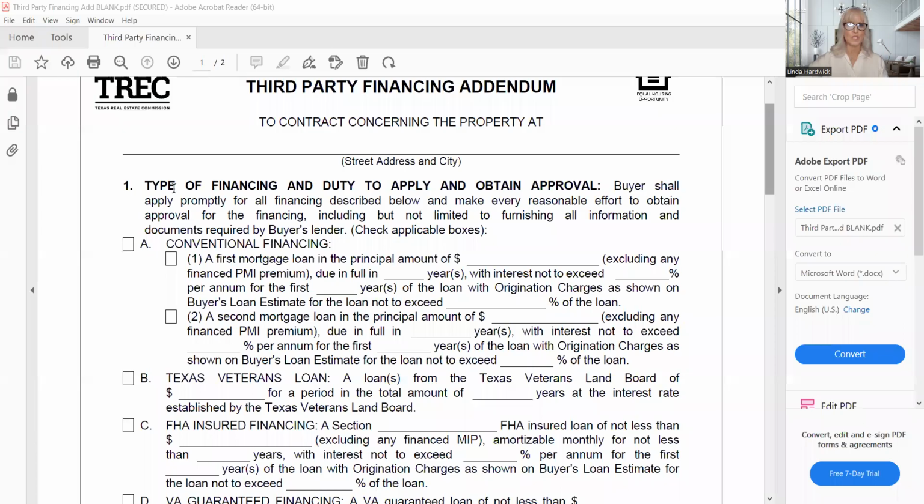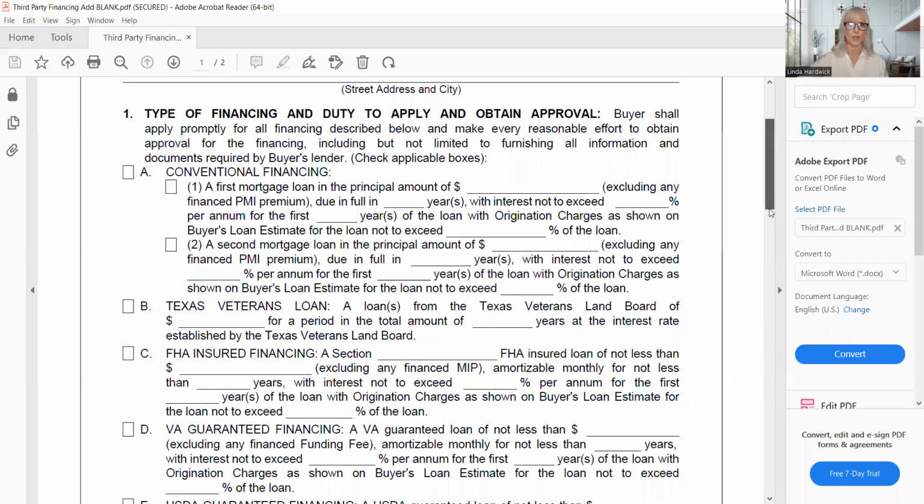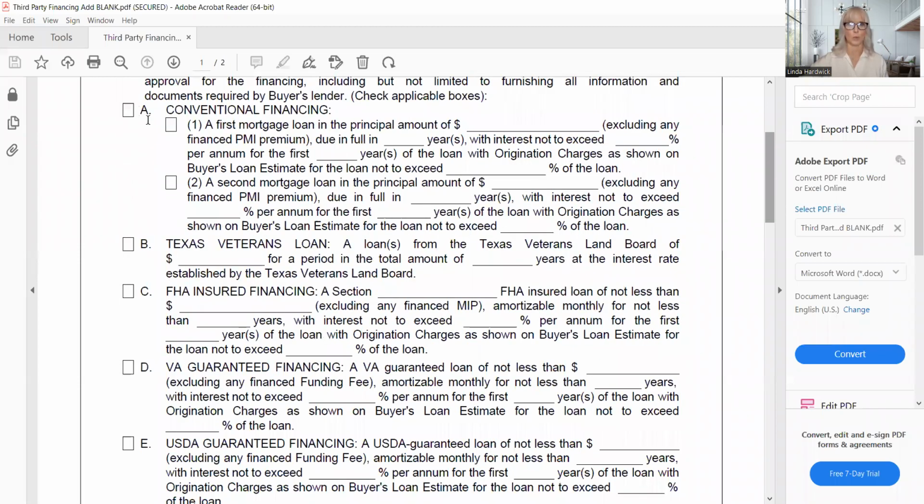So what you see here is the first thing that we need to know is what type of loan you're going to be doing. This box right here, box A, that would be a conventional loan. Box B is a VA or veteran loan. And then the third box would be FHA loan. The VA loan and the FHA, those are the most common loan types that we use, are those three right there.